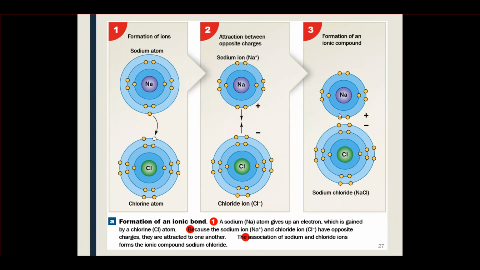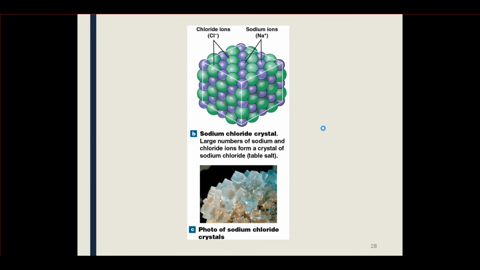Most structures in our body that are hard structures, like bones and teeth, and salts, are going to be ionic bonds. You can see here a big salt crystal where you have the chlorides in green, and the purplish are the sodiums bonded together. And here's an actual sodium chloride crystal.